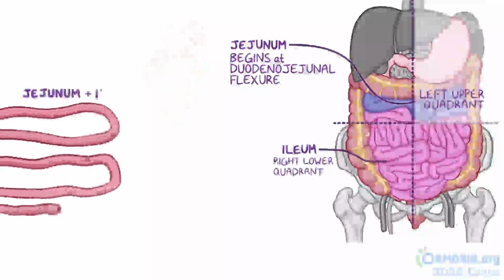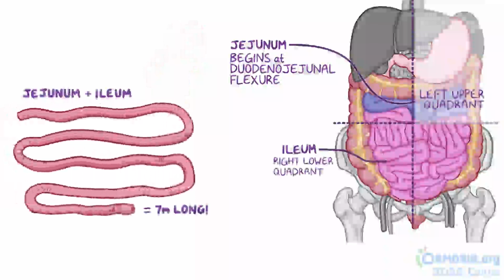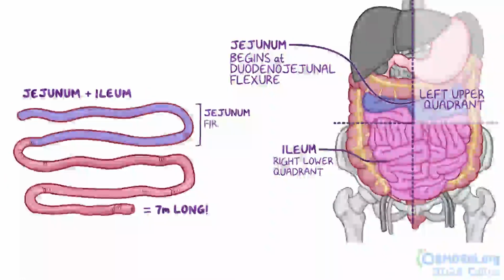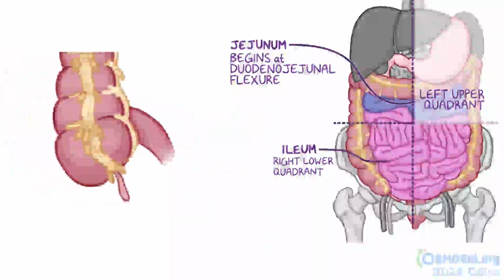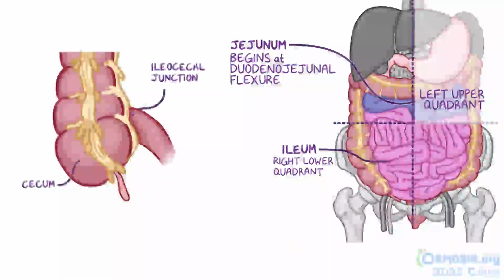Together, the jejunum and ileum are about 7 meters long, with the jejunum taking the first 2/5 and the ileum the last 3/5 of the length. On the right side of the pelvic cavity, the ileum terminates into the medial side of the cecum at the ileocecal junction.